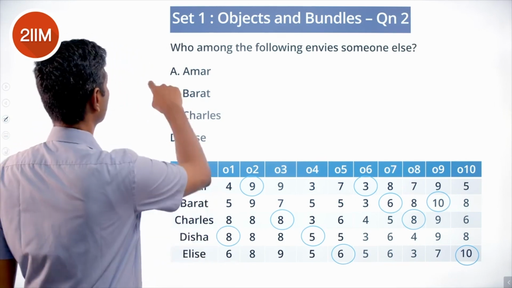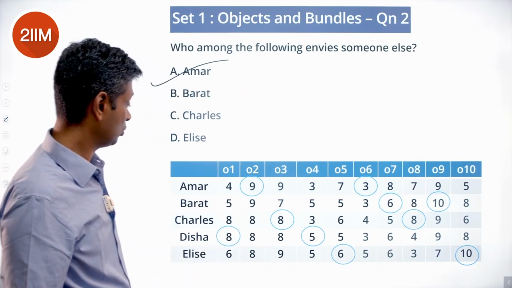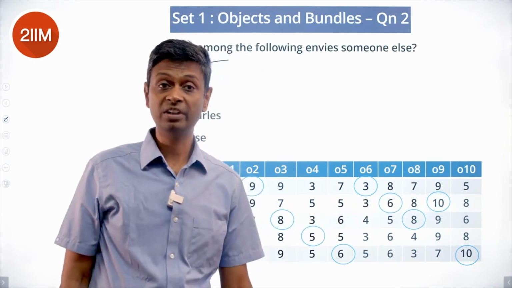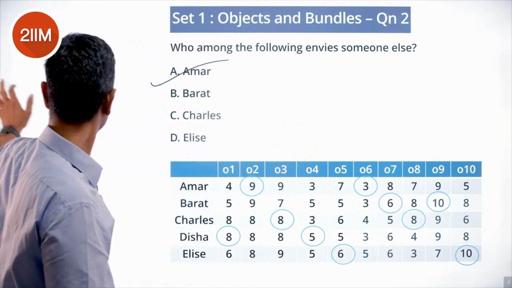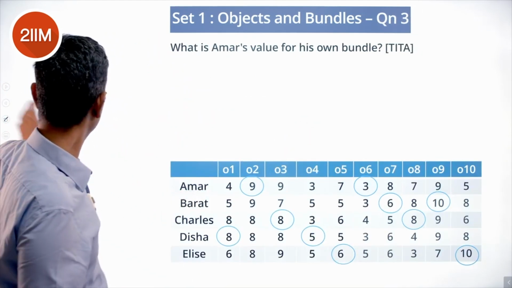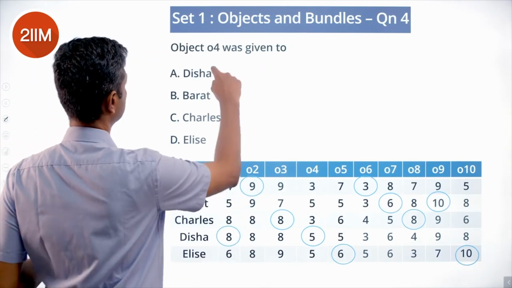Disha is not there in the choices. Amar, done. He must envy somebody. He can look at what Barat gets. He's going to value Barat's bundle at 17. Therefore, he'll envy Barat. What is Amar's value of his own bundle? 9 plus 3, 12. Object O4 was given to Disha. Done.